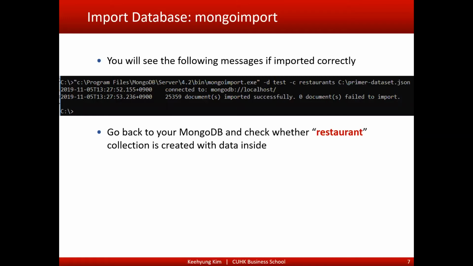On Windows, if you do this, you will see this message. The message will say that you are connected to the MongoDB server, and that 25,000 documents were imported successfully. If you see that message, the import process is done successfully. You should have 25,359 documents on your server after you import this data.